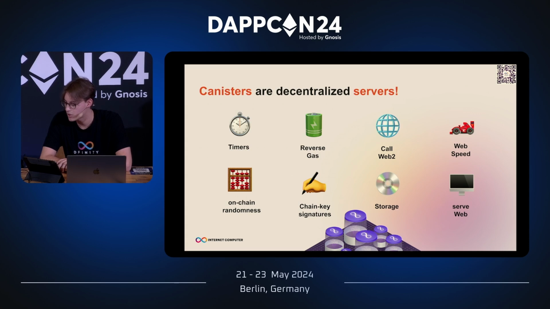Canisters can also call into Web2 services, like, for example, an exchange rate API or an RPC node provider, or RPC provider for Ethereum. This is something that we are going to do later today. And this feature is called HTTP outcalls. And because canisters operate at web speed, users don't have to wait long for transactions to be finalized, and that offers them almost the same experience that they are used to from interacting with traditional Web2 services.